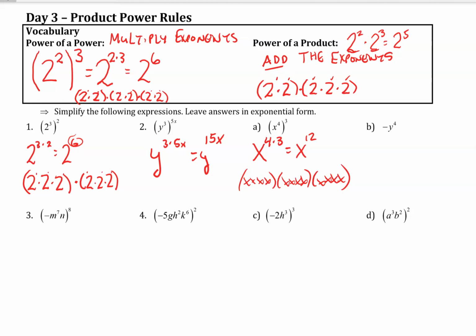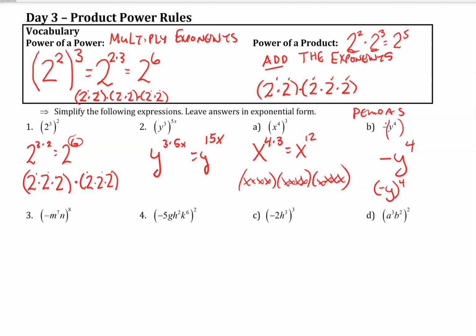Negative y to the 4th. Well, let's think about PEMDAS when we do this. First, we're going to do the exponent, y to the 4th. And then we're going to multiply it by negative 1. So, leaving this in exponential form, it's just negative y to the 4th. Now, that's different than if we had negative y being raised to the 4th, like we have on example number 3. Let's take a look at example number 3 next.